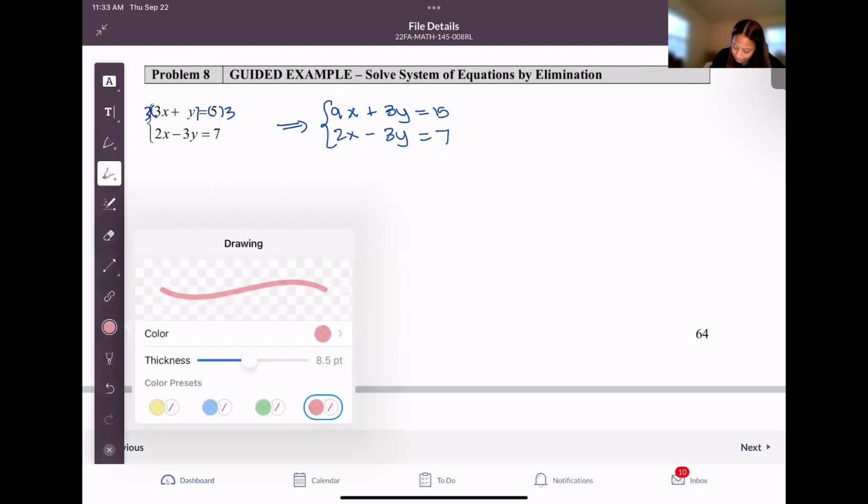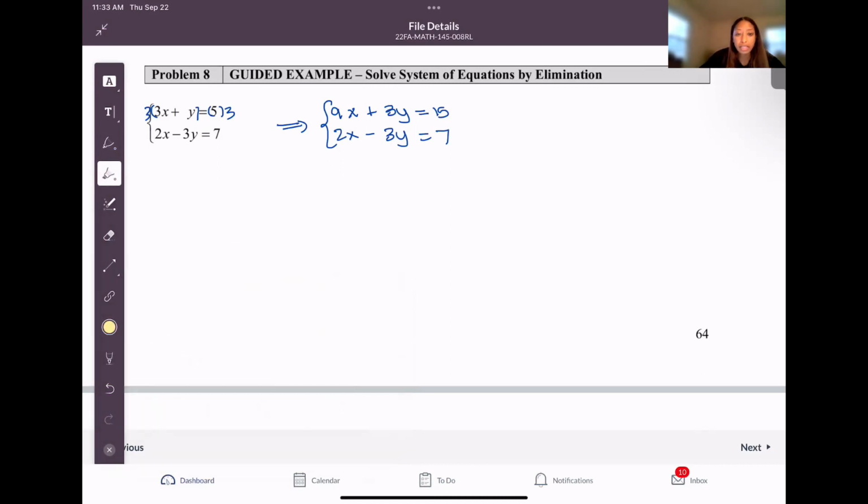This lovely thing that we have happening here is our goal. We want one of the terms to have opposite coefficients. One has a plus 3y, one has a minus 3y. This is the goal. We were able to do that by just multiplying one of the equations by 3, the first one.